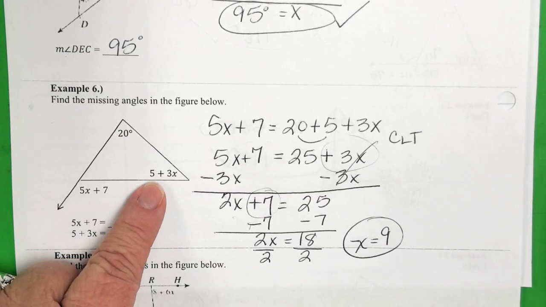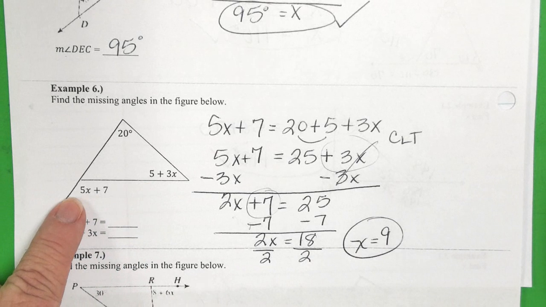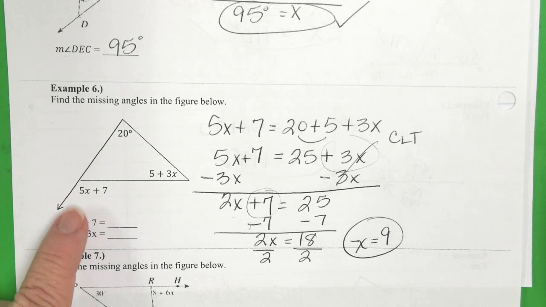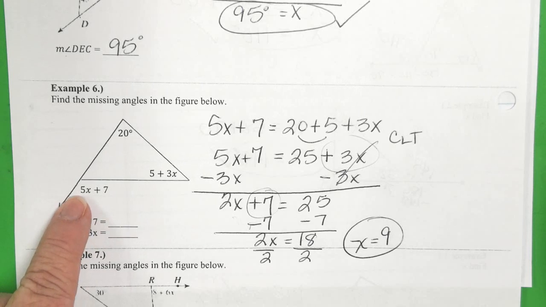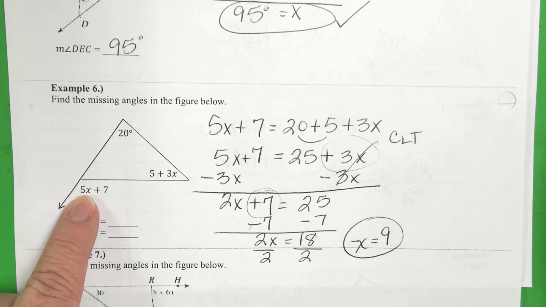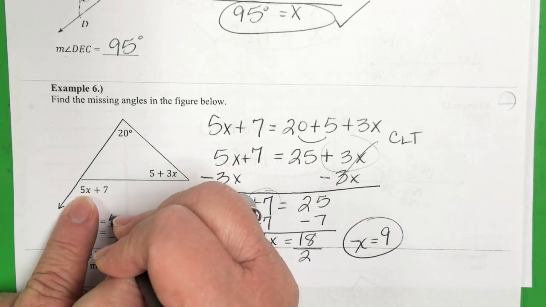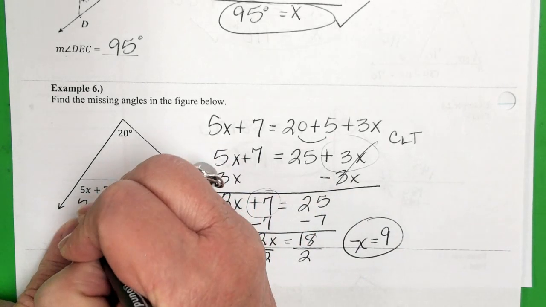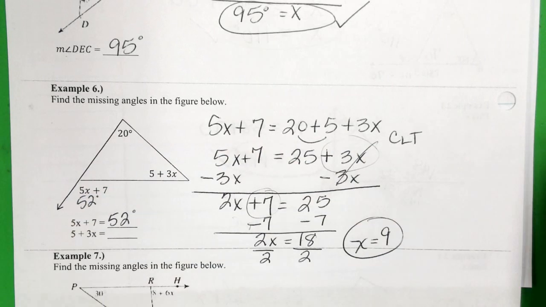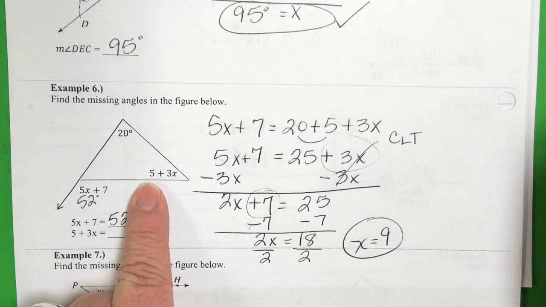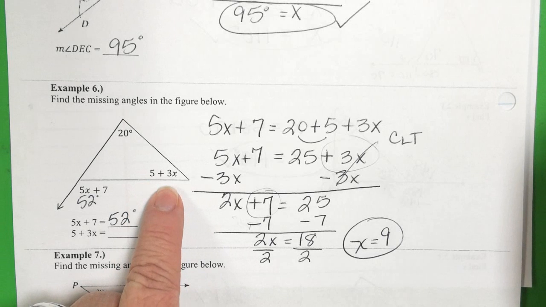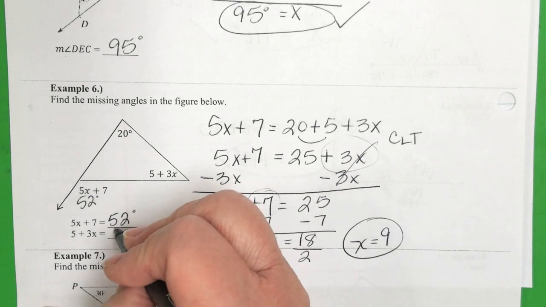Now we know this angle is not 9 and this angle is not 9. We have to calculate the expression. All right, 5x plus 7 is the exterior angle. The operation between 5 and x is multiplication. 5 times 9, add 7, is going to be 52 degrees. 5 plus 3 times 9 is going to be 32.